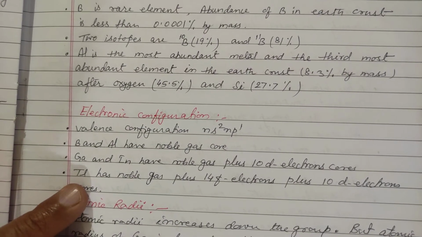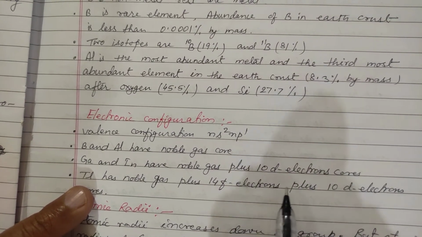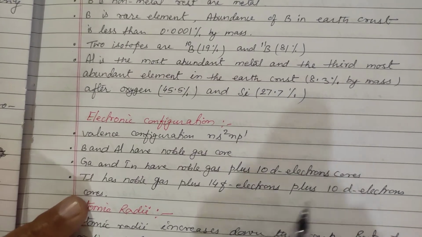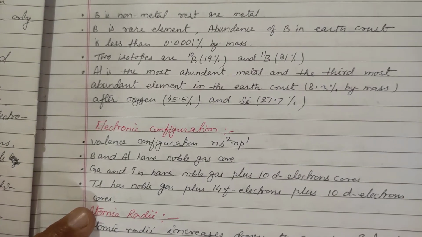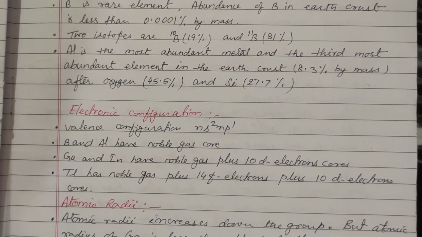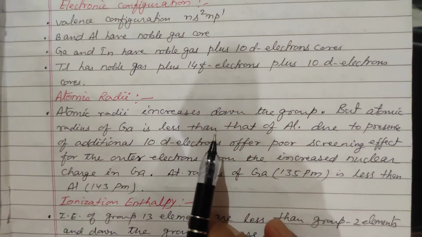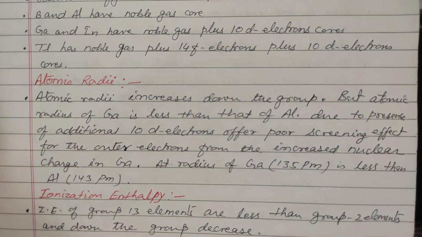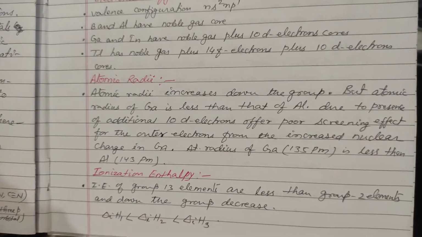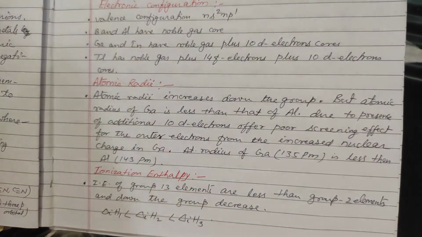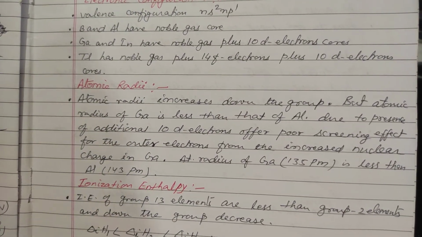Ga and In have noble gas plus 10 d electron cores. Tl has noble gas plus 4f electrons plus 10 d electron cores. Atomic radii: the atomic radius increases down the group, but the atomic radius of gallium is less than that of aluminum.